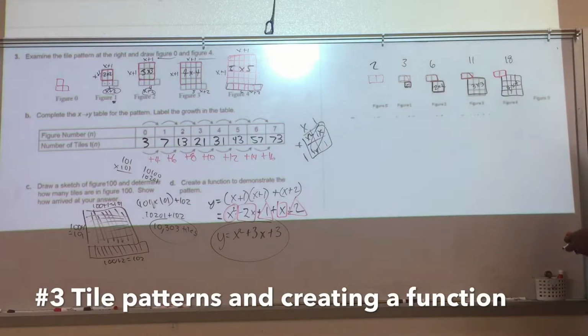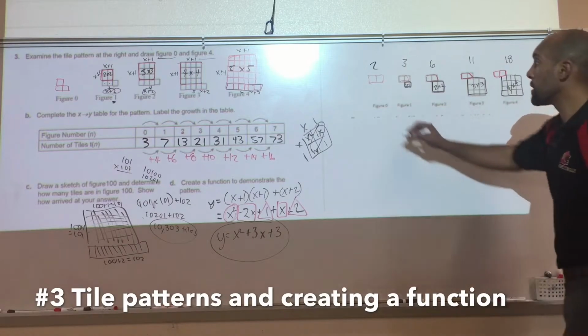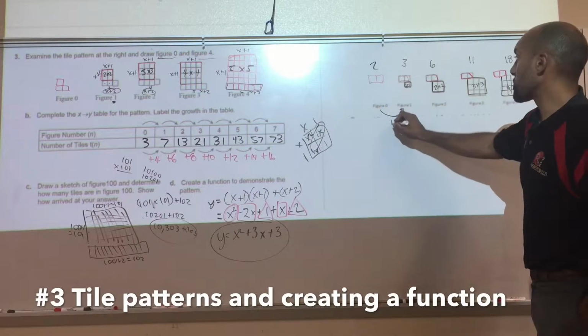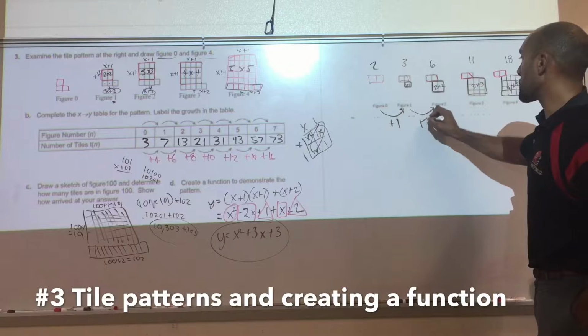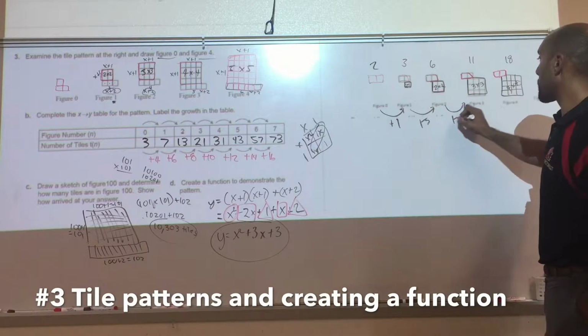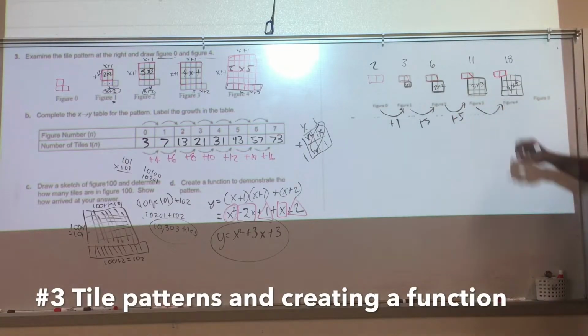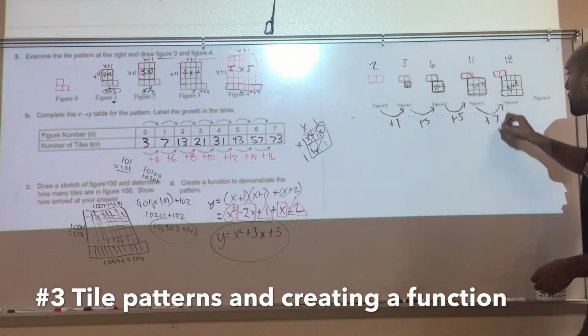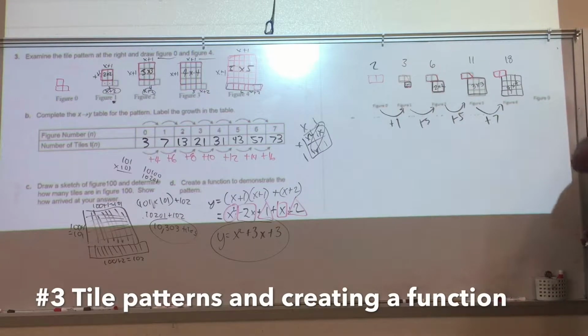Now, let's figure out the pattern. From here to here, it's plus 1. From here to here, plus 3. From here to here, plus 5. From here to here, plus 7. And it keeps going, then plus 9, then plus 11.